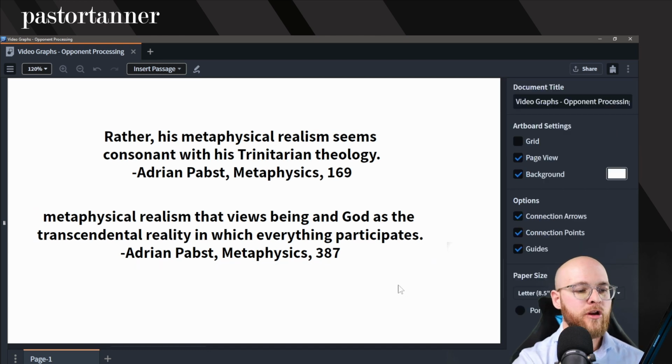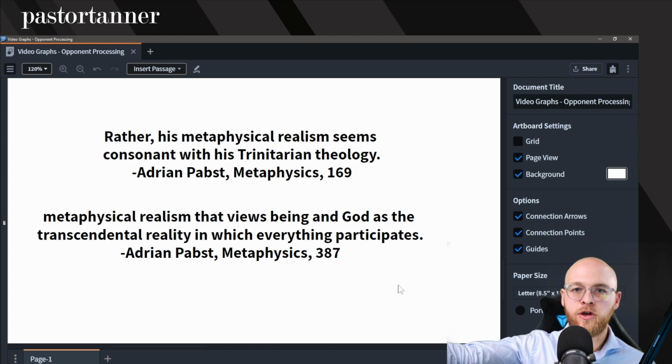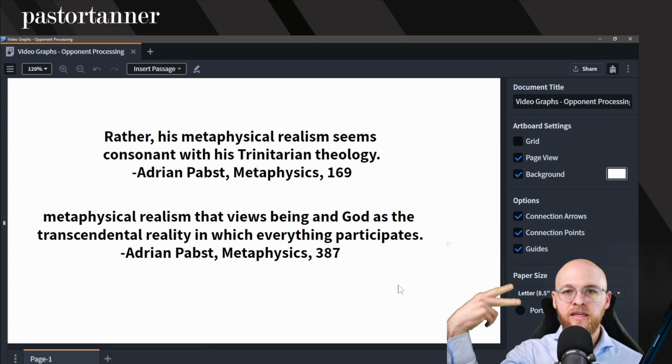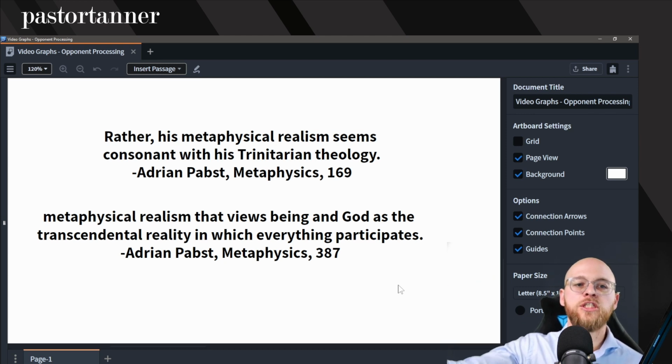Towards the end of the book, Adrian Pabst says, metaphysical realism that views being and God as the transcendental reality in which everything participates. That's our path going forward. Now, you don't have to understand all of this background, but I want you to know there are good, metaphysically grounded reasons to believe the Bible, to believe in God, to believe in Christianity, and to follow Jesus with your life. We are on sure footing, and guess what?